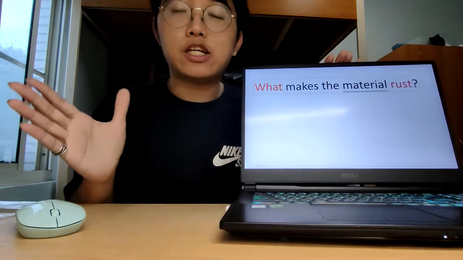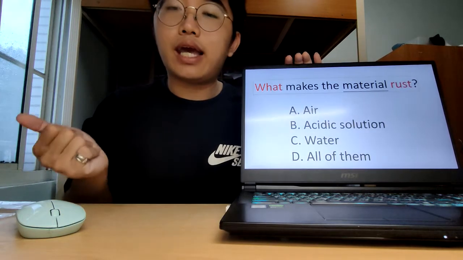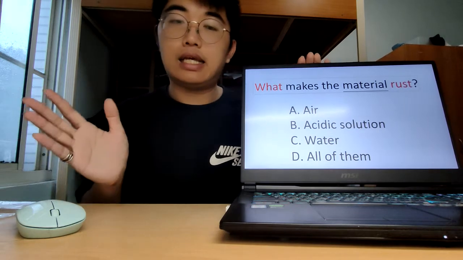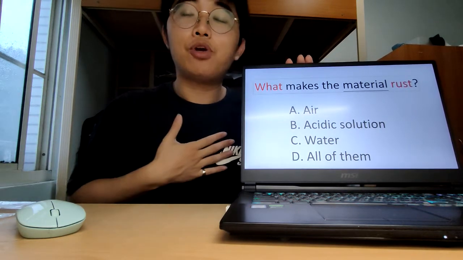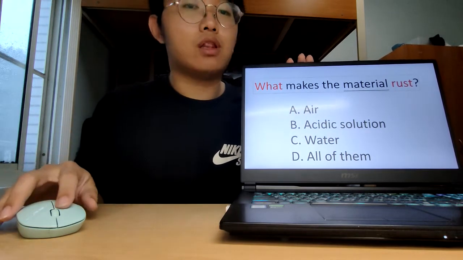What makes the material rust? A. The air. B. Acidic solution. C. Water. Or all of them. Okay, keep your answer in mind and we'll figure it out later.